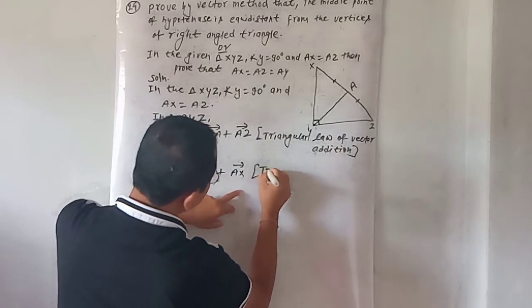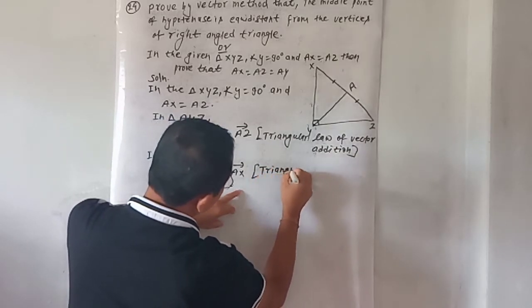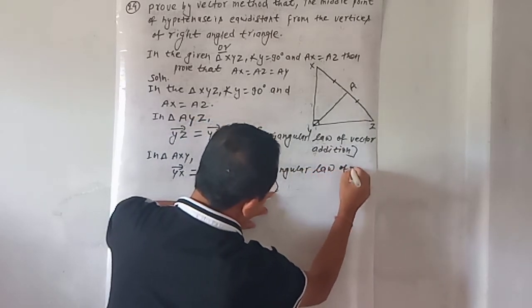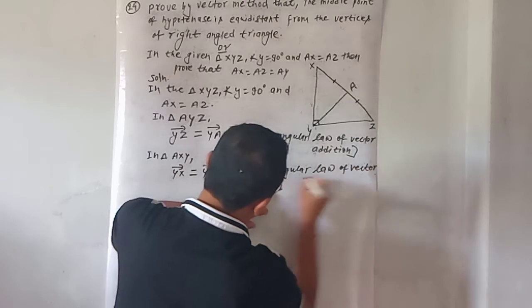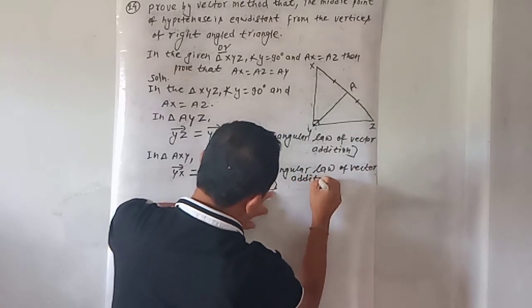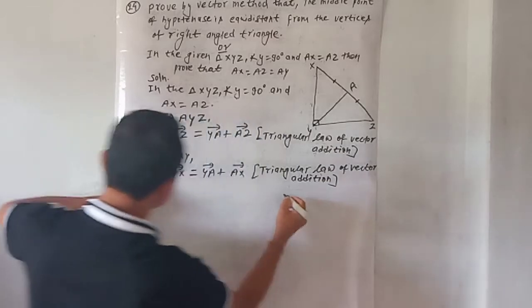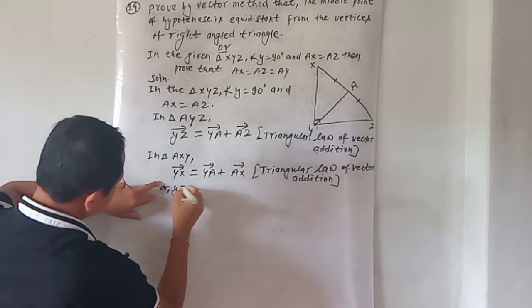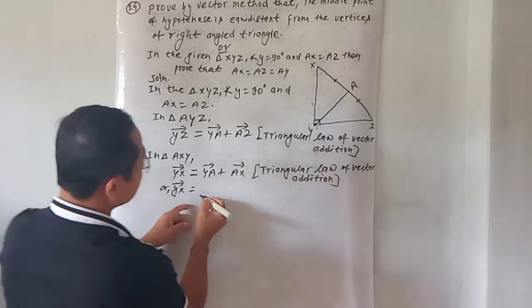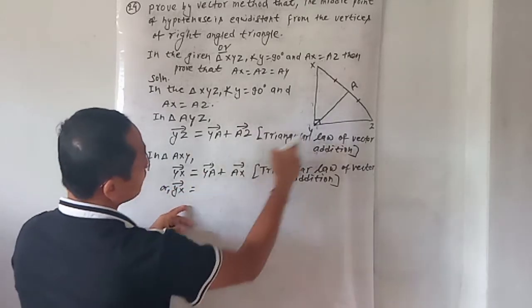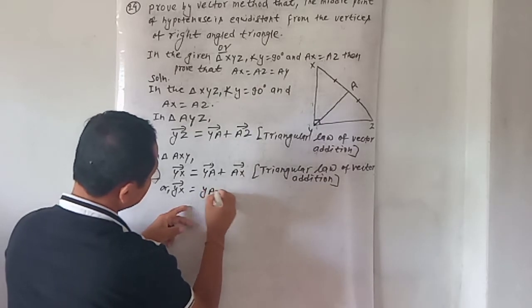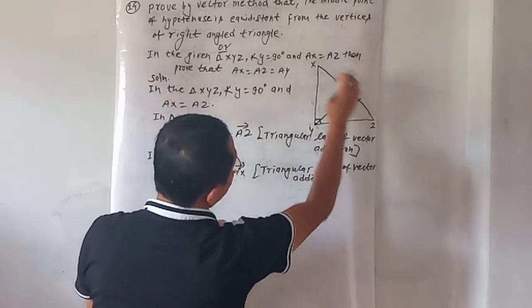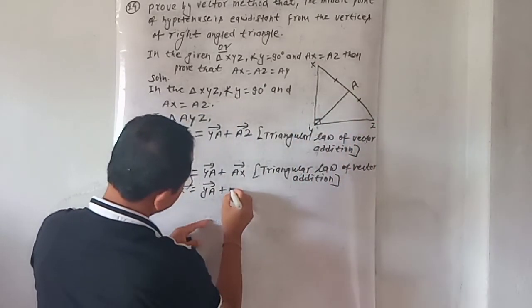The reason is the same: triangular law of vector addition. So vector YX is equal to vector YA plus vector AX. In place of AX we can write ZA.